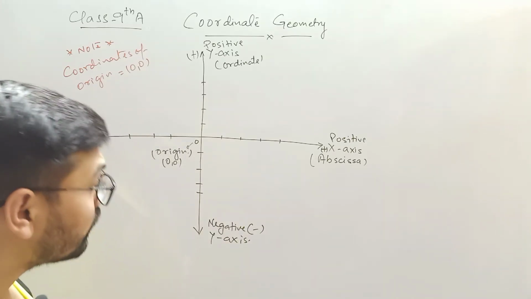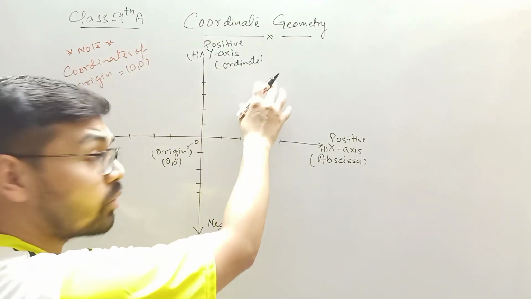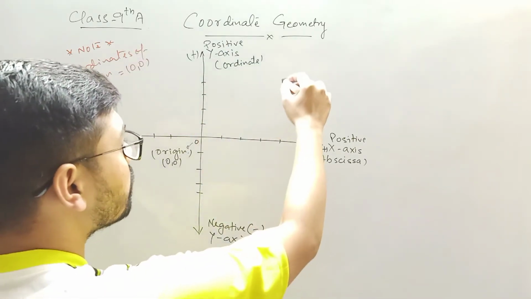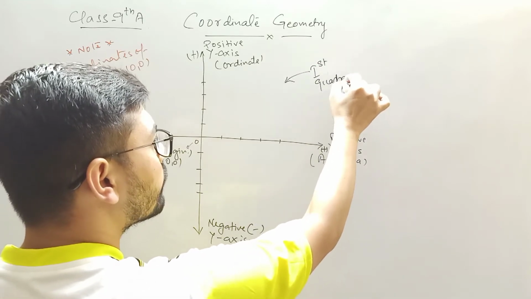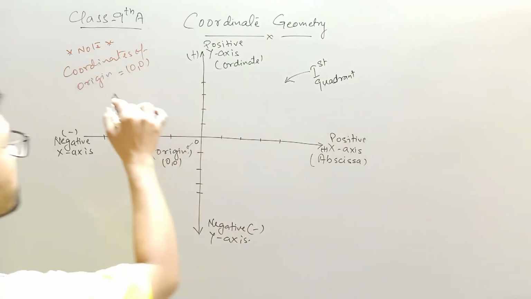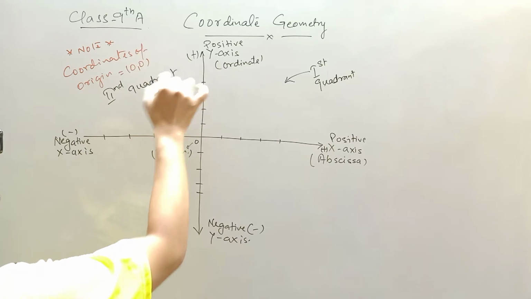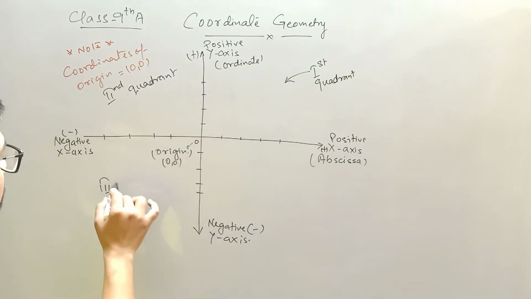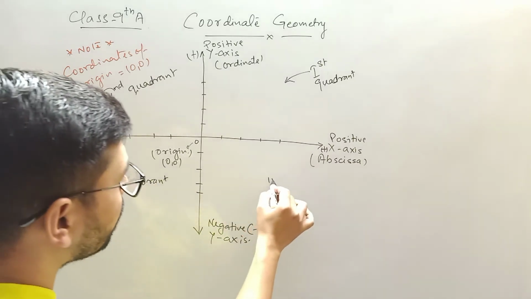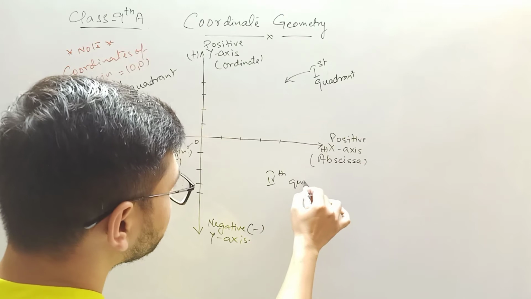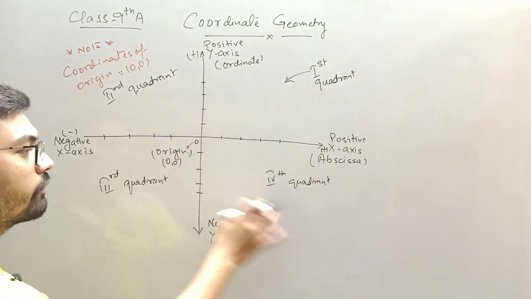Now suppose you have a point here, so whatever point you have in this, okay, and the one more thing is, this is also known as first quadrant. This is your second quadrant, this is your third quadrant, this is your fourth quadrant. So by convention, this is first, second, third and fourth quadrant.